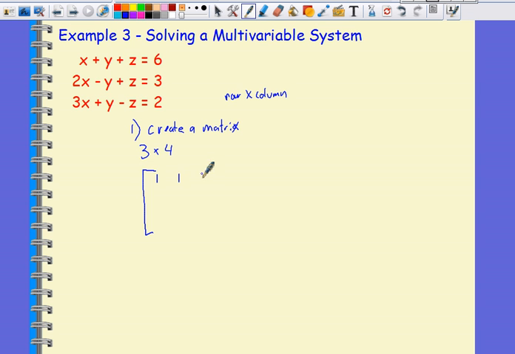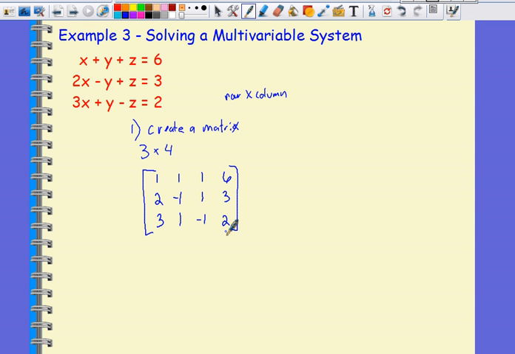I got a question. What if I was missing a y? I got to put a 0 in that place. Does everybody understand that? So you got to understand that this is my x column, this is my y column, this is my z column, and this is my solutions column, right? Okay, so first we're going to create our matrix.